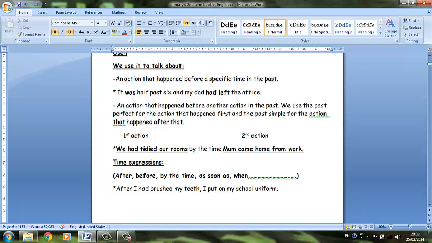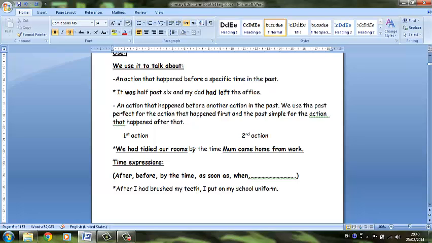Or an action that happened before another action in the past. We use the past perfect for the action that happened first and the past simple for the action that happened after that. For example, we had tidied our rooms by the time mom came home from work. So do you remember by the time and its sister? What is the sister of by? Think. After? No. As soon as? No. By, you remember the letter B?